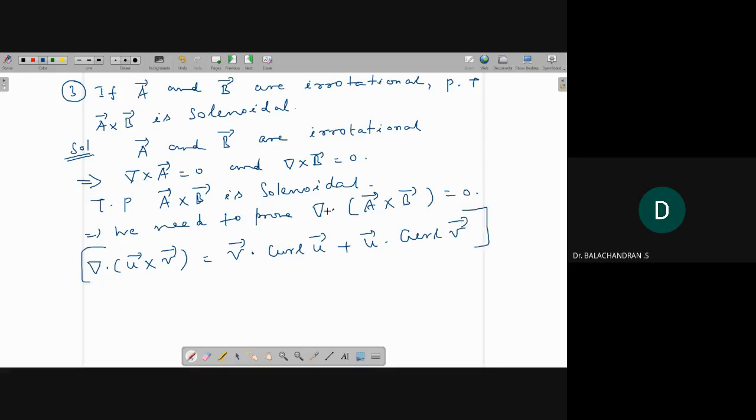We know that. So now I'm going to take the left hand side. Del dot A vector cross B vector equal to, I will write, B vector dot curl A vector plus A vector dot curl B vector. But we know that curl A and curl B are 0. And hence we got the final answer.